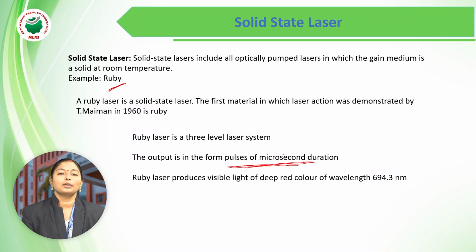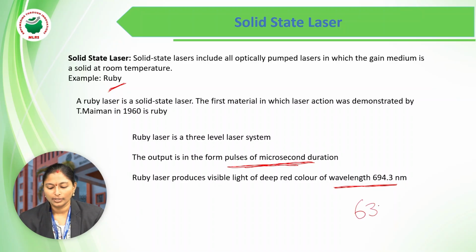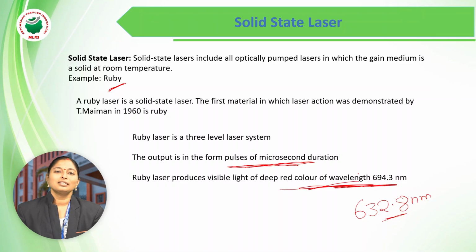This short duration means microseconds, and this ruby laser is a 3-level laser. Another thing is the photon emitted is red in color, with a wavelength of about 694.3 nanometers. Could you remember the wavelength of the helium neon laser? It is 632.8 nanometers. This is deep red color. Even a small change in color changes the wavelength. Don't confuse between these two emitted wavelengths: one is the red color and another one is the deep red color.